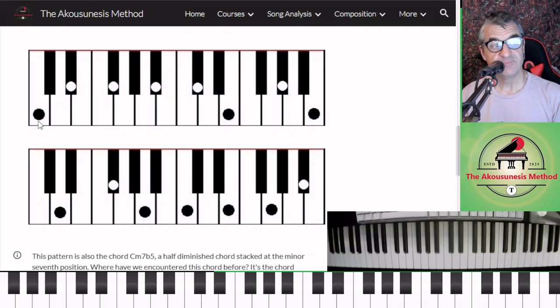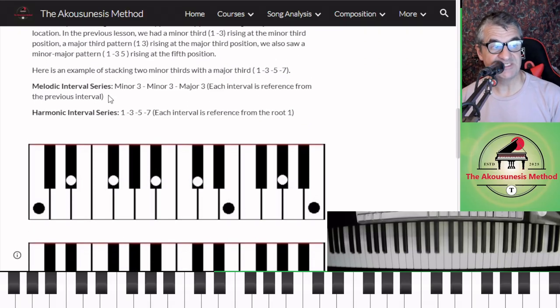All right, so we have a 4-note pattern, and here it is, okay? So the melodic series, right? A melodic series is a melody, right? So you're going from one note to the next note to the next note. So in this one, we have a minor, and a major up here, right? That's our melodic pattern. So the interval is referenced from the previous note you played, right?